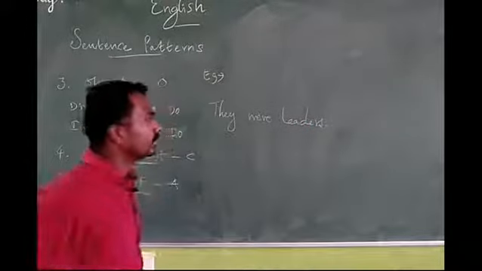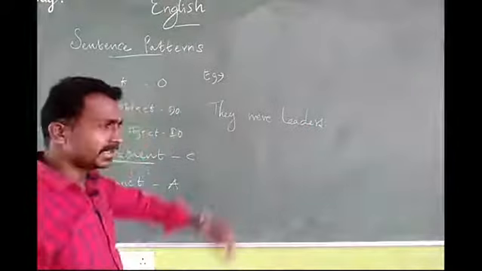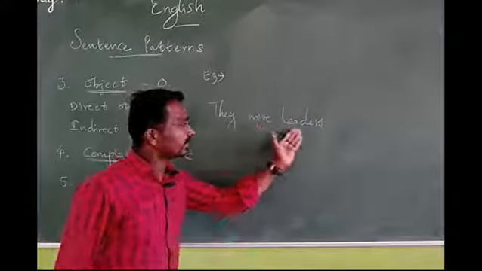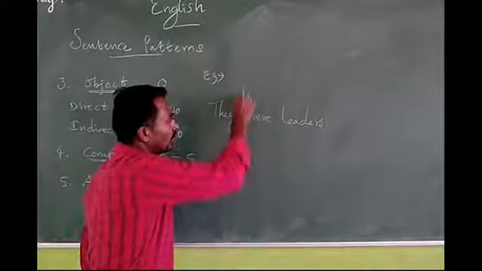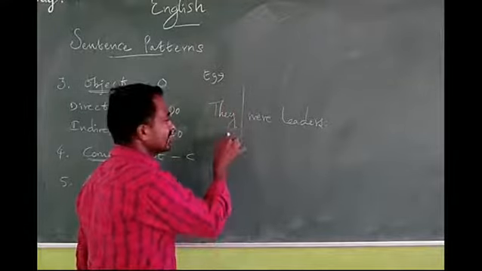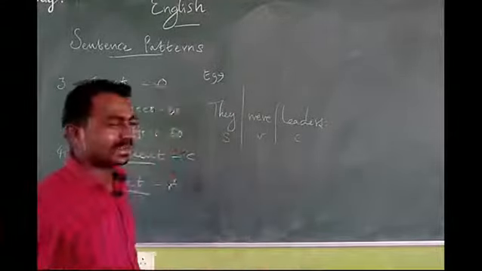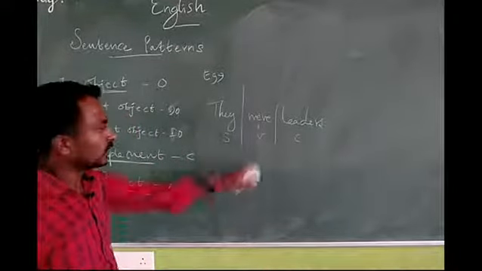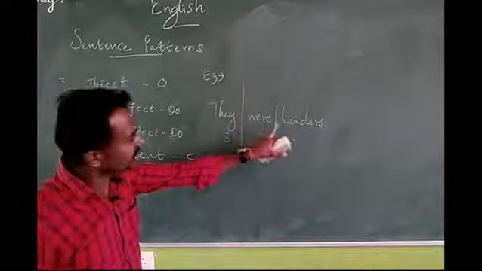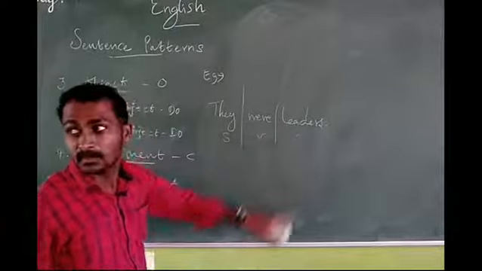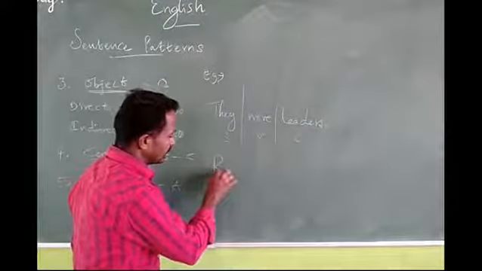What have I written on the board? Please read the sentence: They were leaders. Here, who are they? They is the subject, were is the verb, and leaders is the complement. How can I know? Only one be form verb is there, followed by a noun form, the complement.